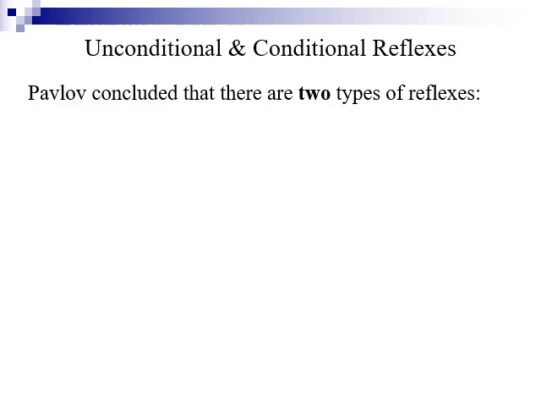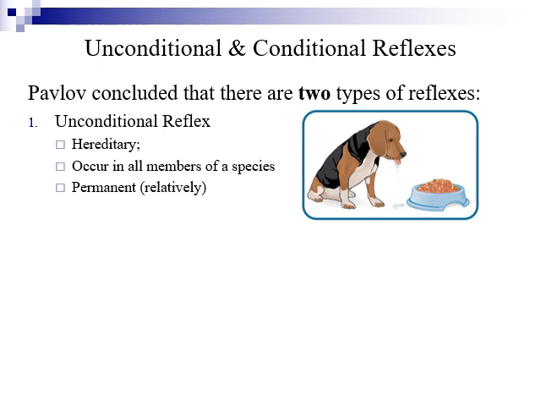So, what Pavlov concluded is that there are two types of reflexes. The first type is the unconditional reflex. That's the one that we talked about in Chapter 1, or in the previous module. The one that is relatively permanent, it's hereditary, it's the basic reflex, the relationship between a stimulus and a response. So in this case, when the dog eats, it salivates.